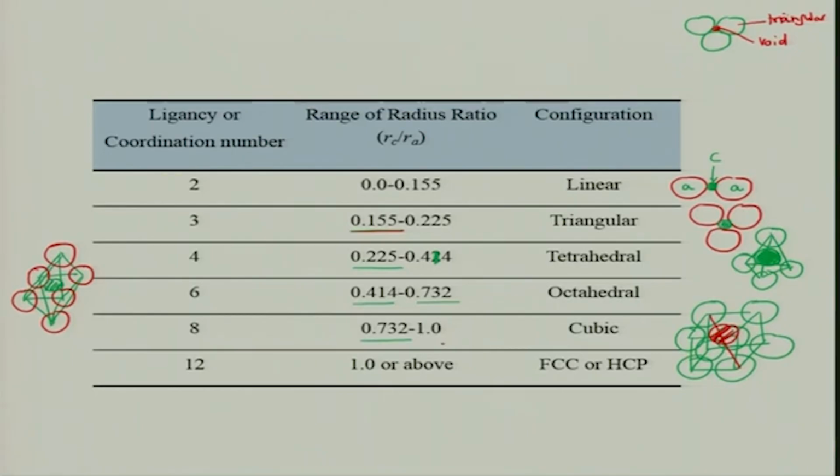And when you go to 1, it is nothing but your FCC or HCP kind of configuration, where you have 12-fold coordination, just like you have in the FCC structure. That is something which we see, for example, in barium titanate, where barium is a very big ion. So, as you go from smaller cations to large cations, the configuration changes from linear to triangular to tetrahedral to octahedral to cubic to FCC, and this is solely determined by the fact that the size of the ion should be a little bigger than the ideal size of the void.